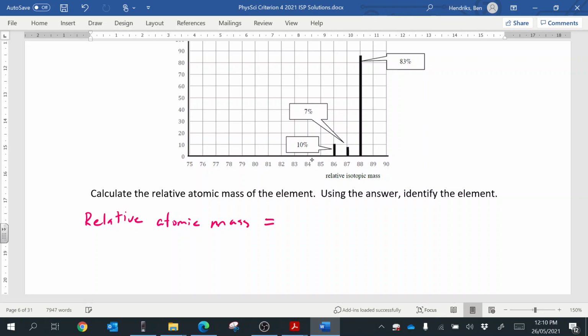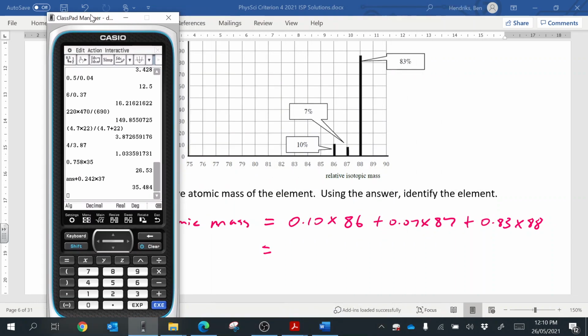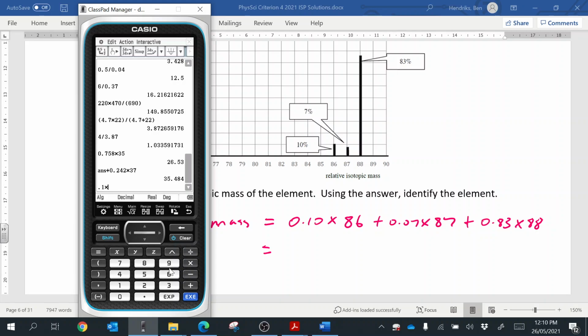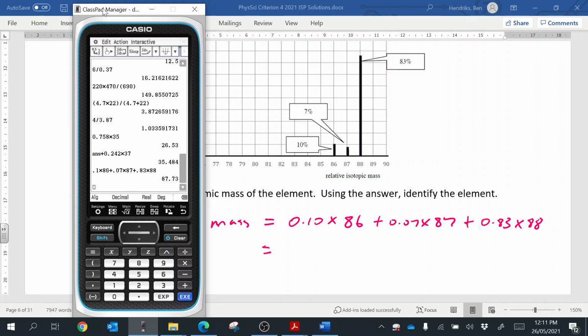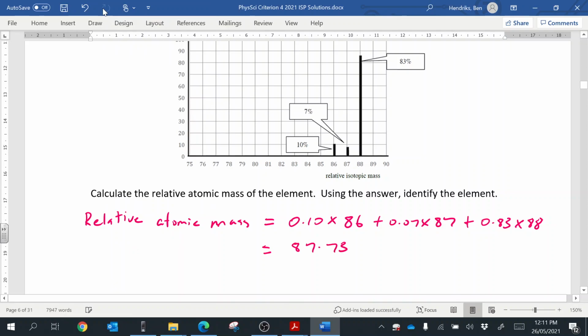So the relative atomic mass, or the average mass, is equal to 10%, so 0.10 times 86, plus 0.07 times 87, and finally we have 83%, so 0.83 times 88. That is 0.1 times 86 plus 0.07 times 87 plus 0.83 times 88, and that is 87.73 AMU.